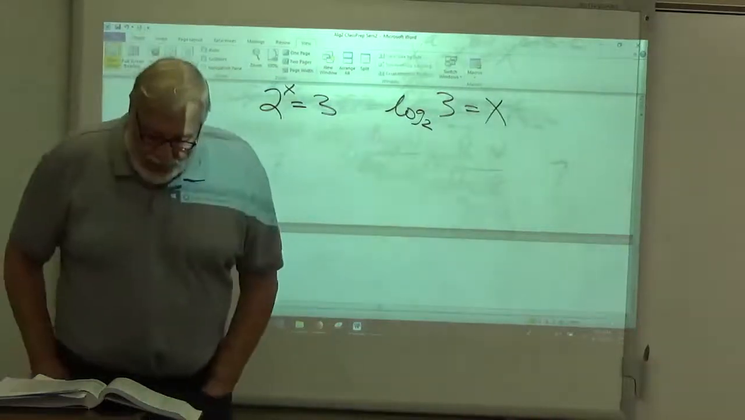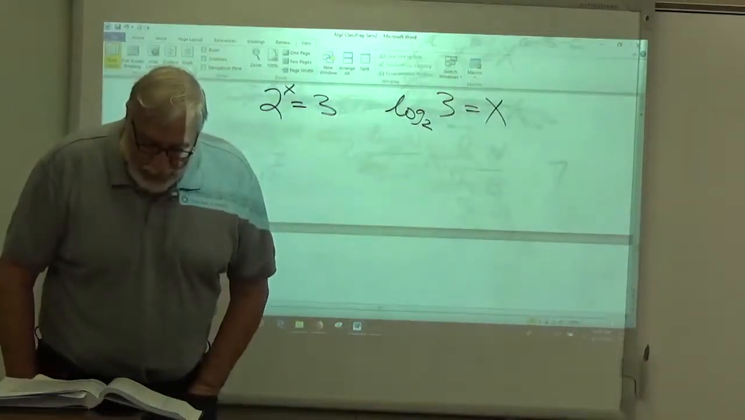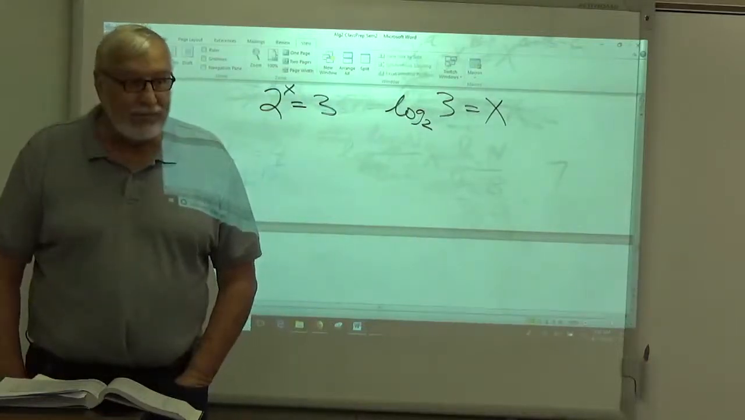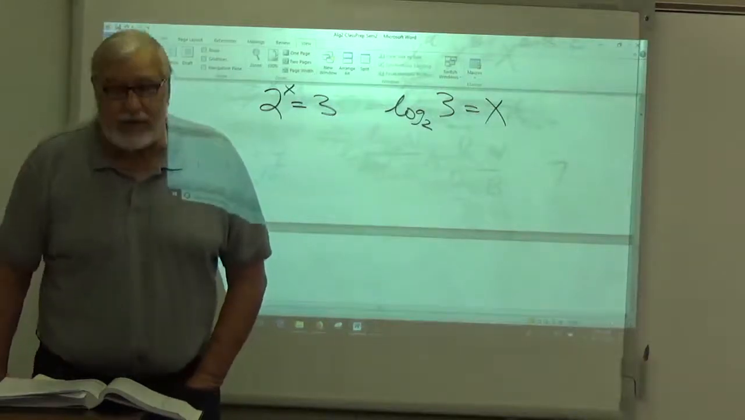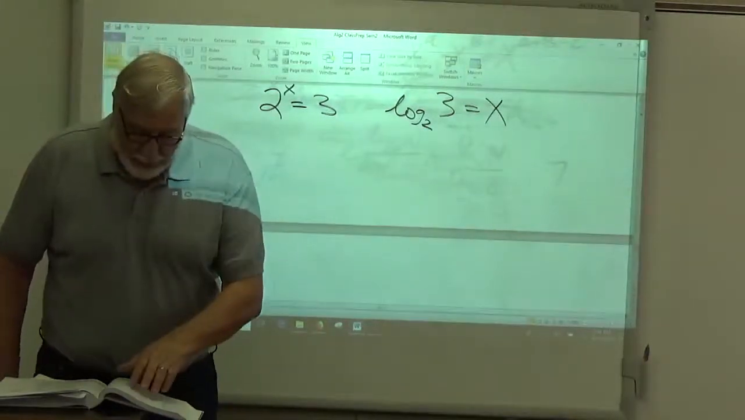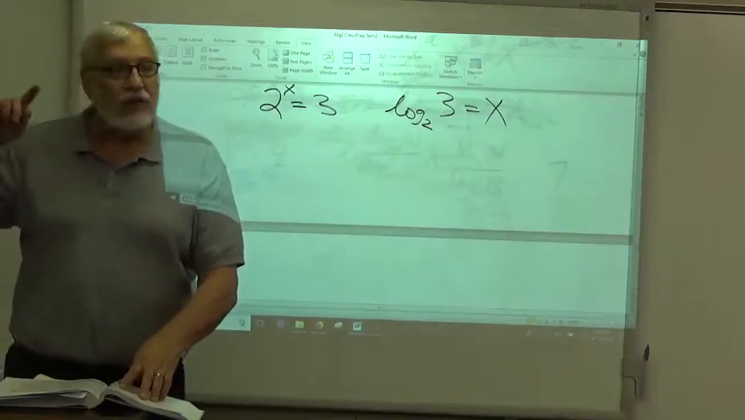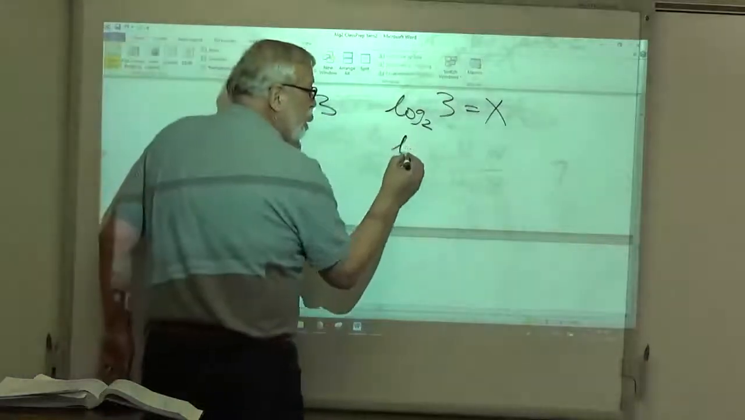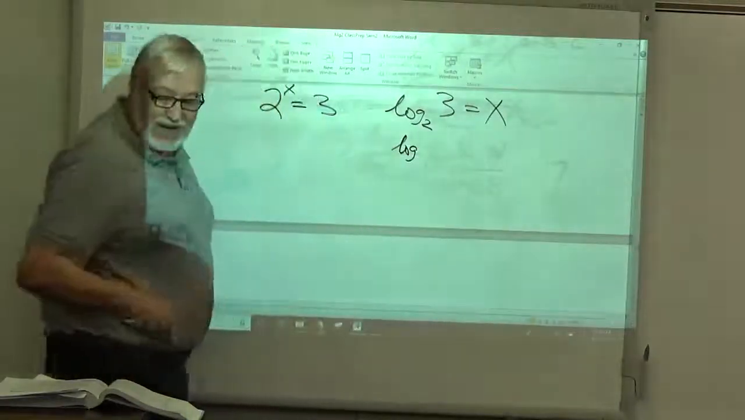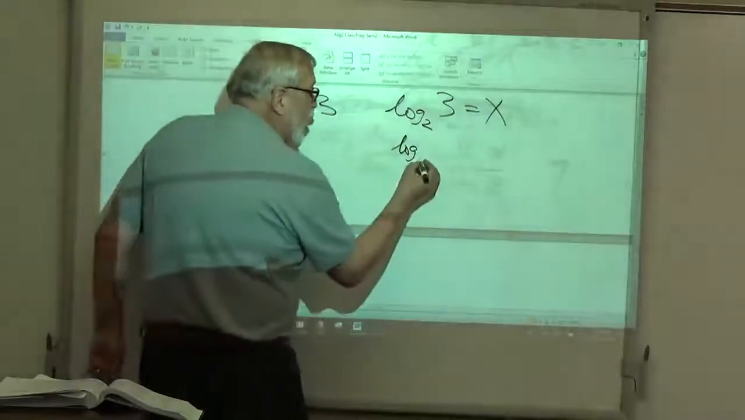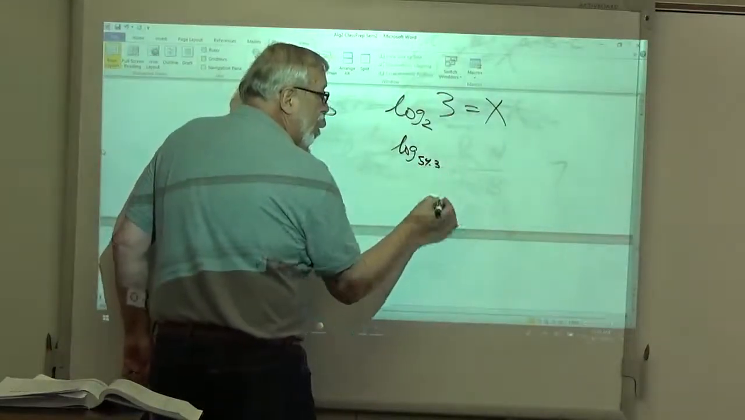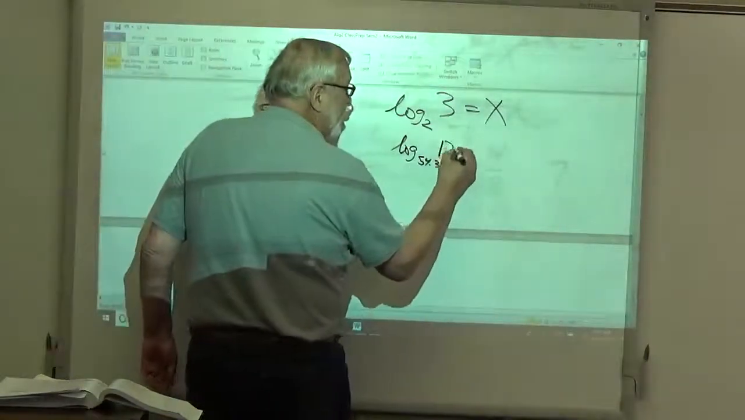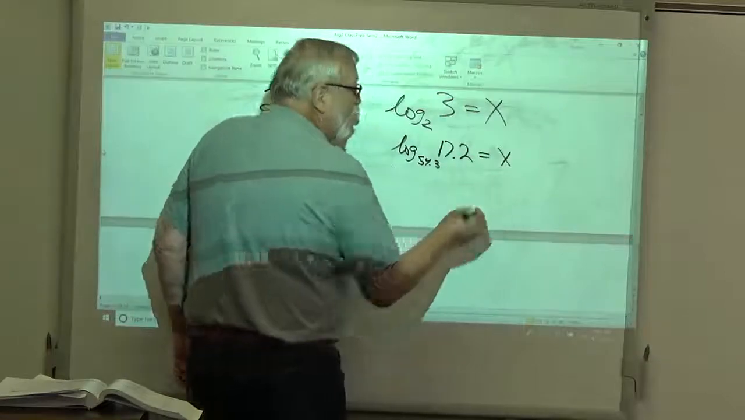Alright, so when we look at problem 15, do we have the same problem as we had in problem 13? Isn't it the same form? Now the numbers are ugly, but it's the same form. So if I make a logarithm problem, it's going to be log of what? What's the base number in that problem? 54.3. Log base 54.3 of what number? 17.2. Log base 54.3 of 17.2 equals x. Now aren't they nice?